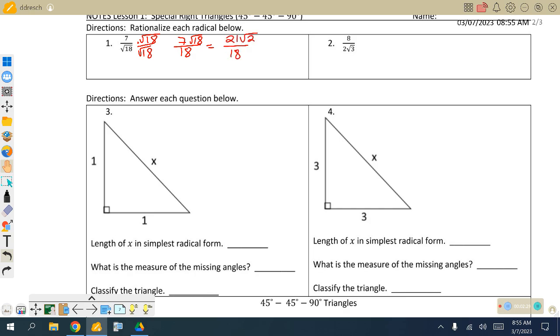And then, again, some of you have been stopping too early. That's good, but we can go a little bit further, right? 21 over 18 does reduce by 3, right? And that gives me what? 7 root 2 over 6. So always keep reducing until obviously you can't, but keep asking yourself if you can simplify, reduce, all that jazz.